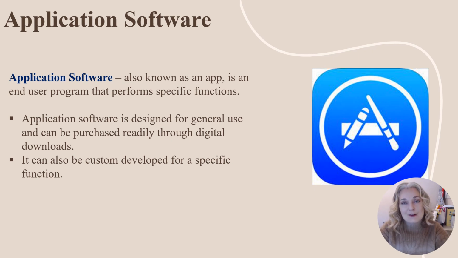Perhaps the software that we all use the most is application software, also known as an app, and it's an end user program that performs specific functions. Application software is designed for general use and can be purchased readily through digital downloads, and every app that you have on your phone is an example of application software, and it can be custom developed for specific functions, or you can just purchase various apps or download some for free.